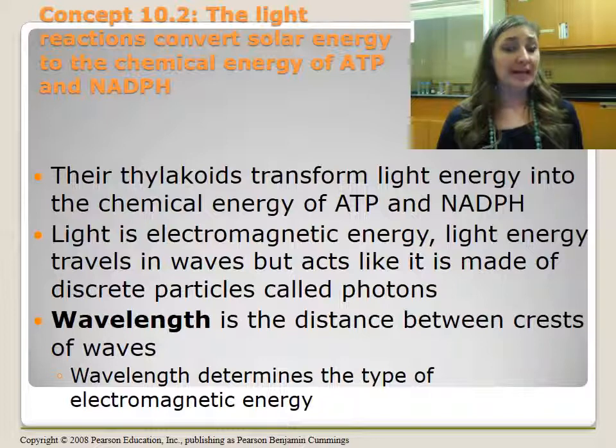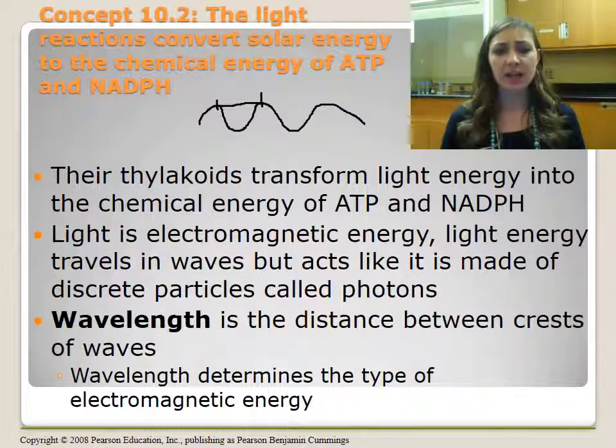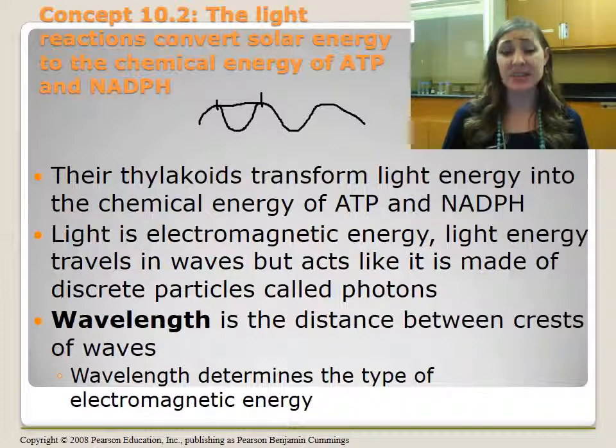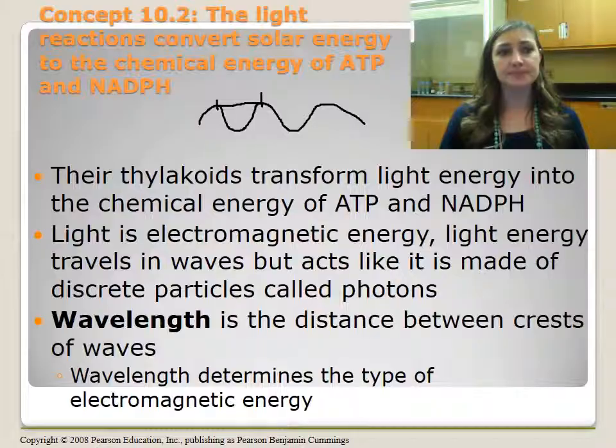Light is an electromagnetic energy. The light energy does travel in waves, but it acts like it's made out of discrete particles called photons, kind of funky like that. Wavelength, remember, is the distance between crests of waves. So if you have a wave like this, it could be light. Wavelength is the distance from one crest to another, or one trough to another. And your wavelength is going to determine the type of electromagnetic energy. The shorter the wavelength, the higher the energy. The longer the wavelength, the less energy that it carries.